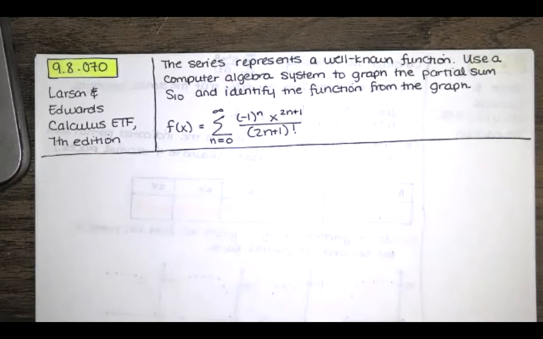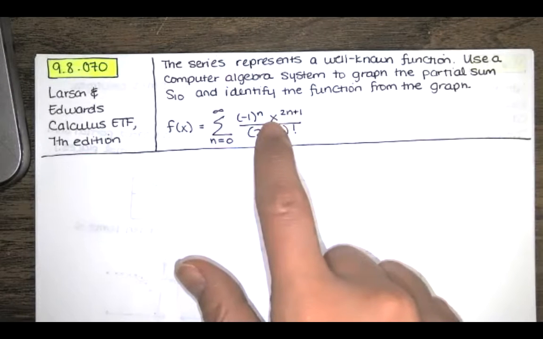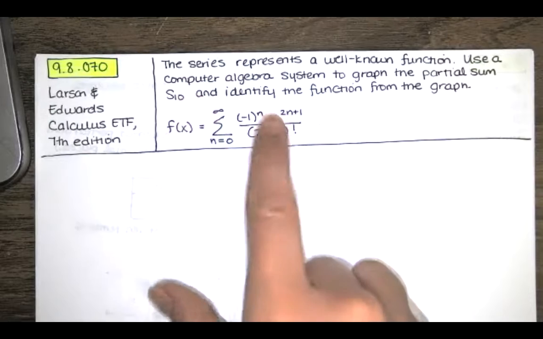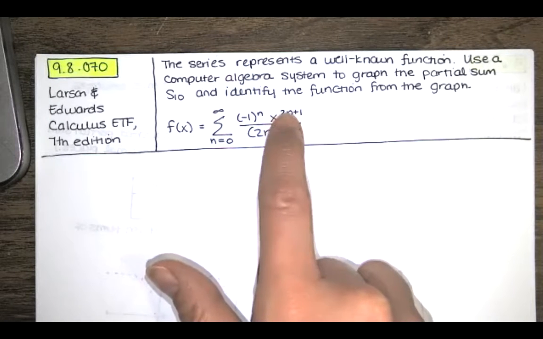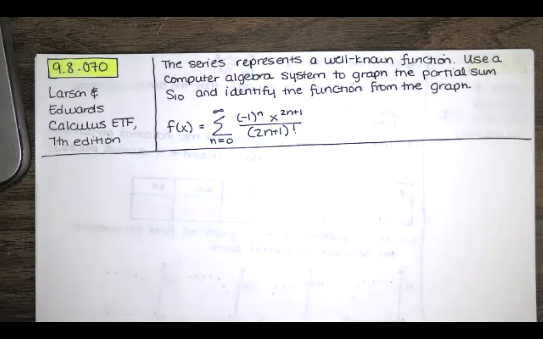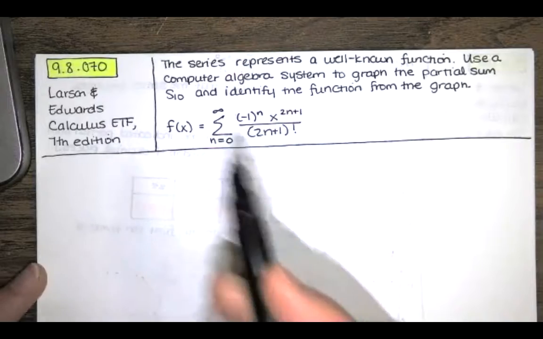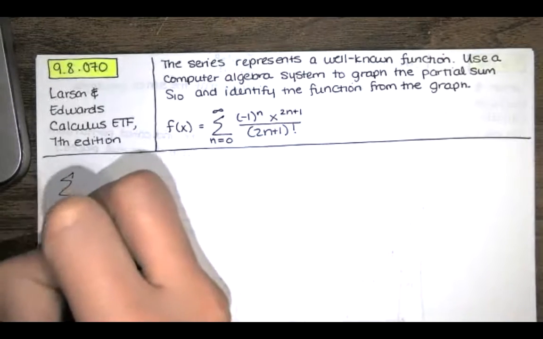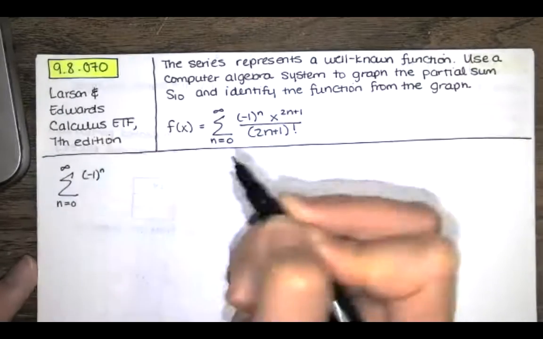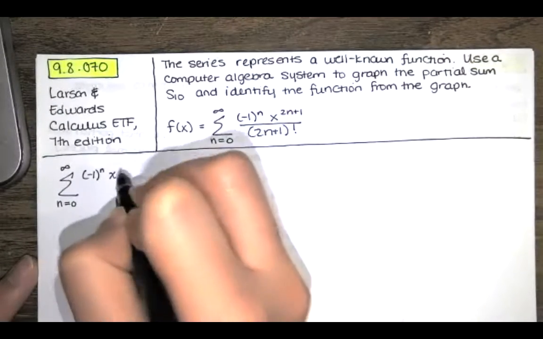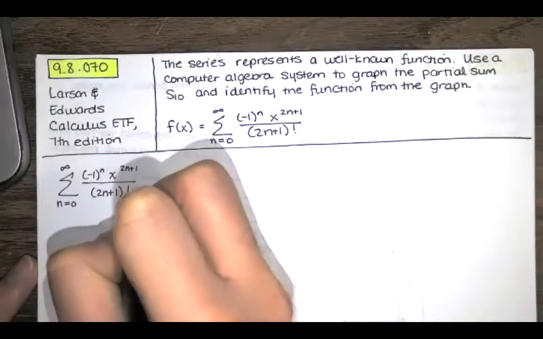So notice, first of all, that s sub 10 actually doesn't correspond to an exponent of 10 here. When n is equal to 10, this is going to be x to the 2 times 10 plus 1, so it's going to be x to the 21st. So I just want to expand this a little bit so that we know what we're graphing, and then we'll graph it. So we have the sum as n goes from 0 to infinity of negative 1 to the n times x to the 2n plus 1 over 2n plus 1 factorial.